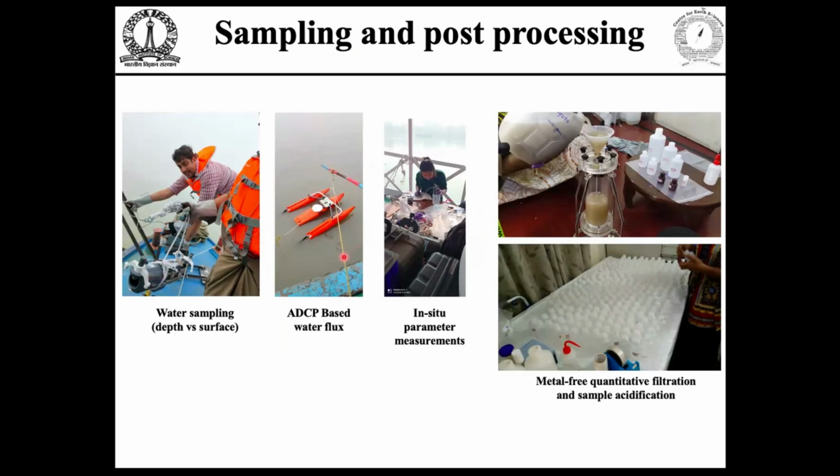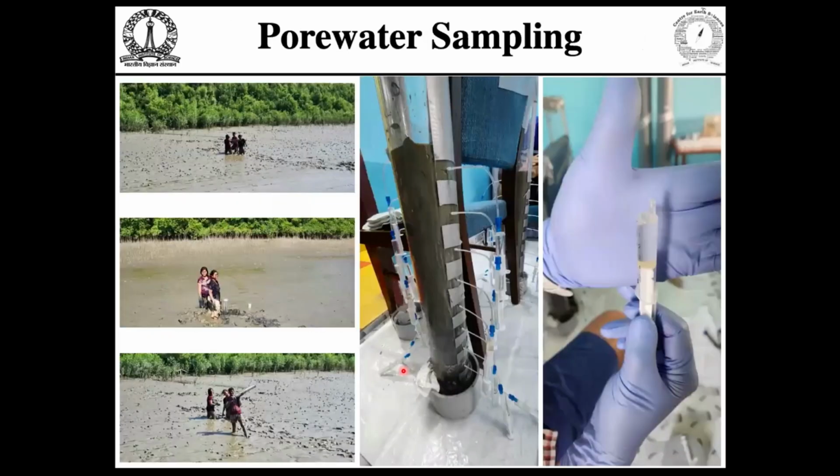We measure water flux using an ADCP. This is a Doppler-based instrument. All of the physical parameters are measured on the boat so that each water sample is well characterized. And then the water samples are filtered through these custom-made filtering units, which are metal-free and which use Teflon filtration. And then all the filtered water is categorized, to be analyzed later.